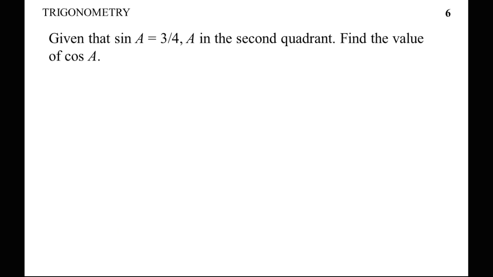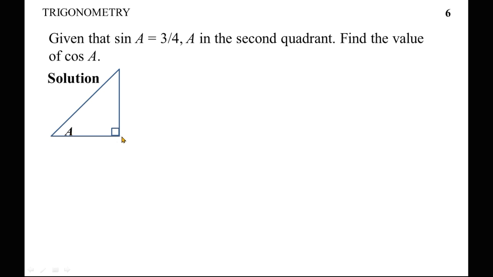Question number 6. Given that sine A equals 3 over 4, A in the second quadrant, find the value of cosine A. This is the solution. Since sine A equals 3 over 4, let's try to construct a right angle triangle based on the definition. And let's say this is the angle A inside the right angle triangle.